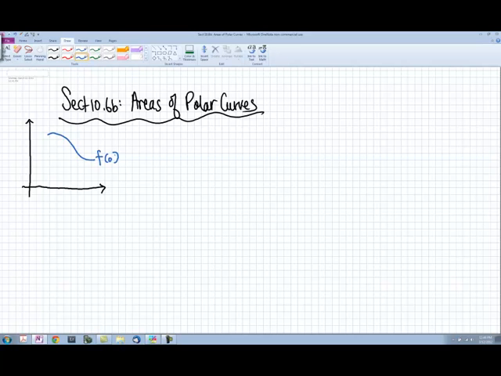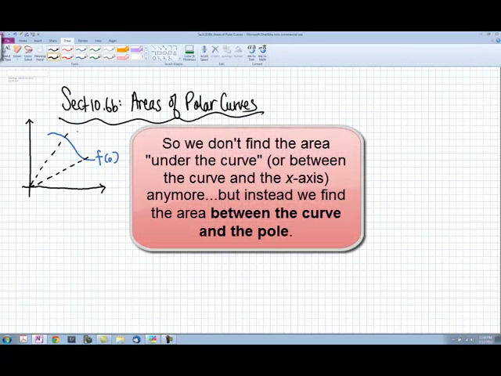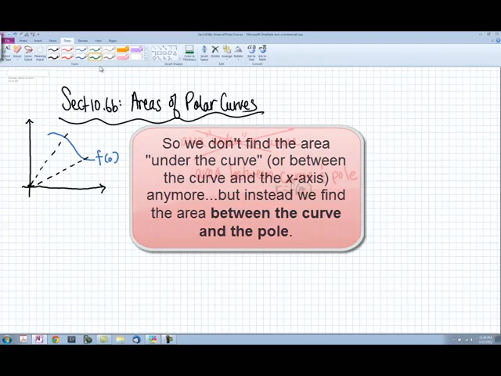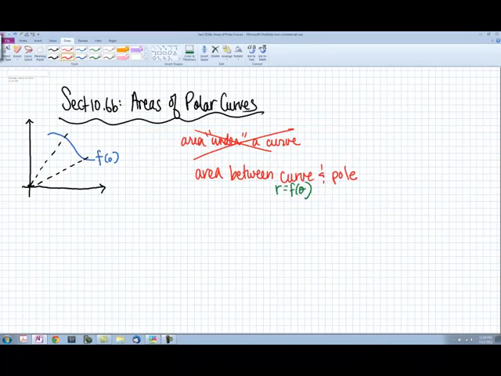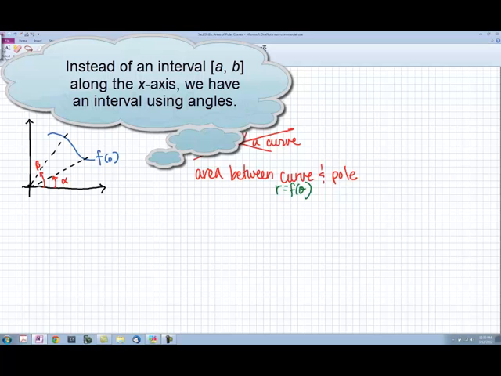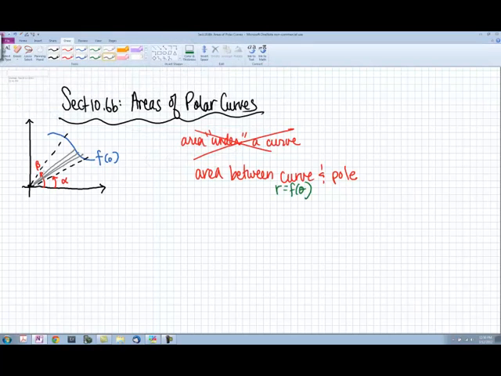Now I want to find the area between the curve and the pole. So let's imagine this little piece over here on the left, and we're going to calculate it from some angle alpha to some angle beta. And I want to find the area of the region. Now we're going to imagine that this section is split up into infinitely small little pieces.